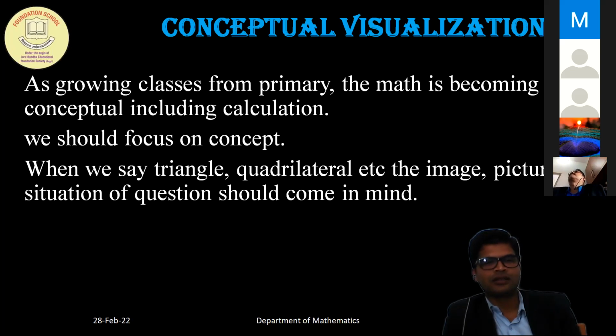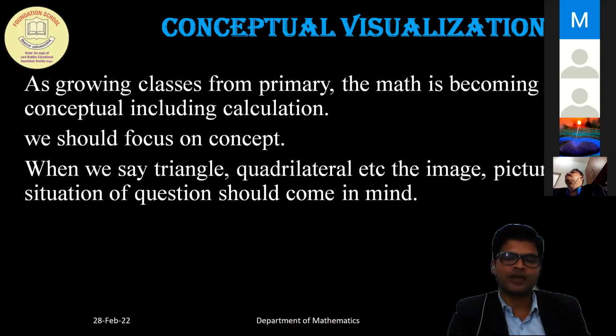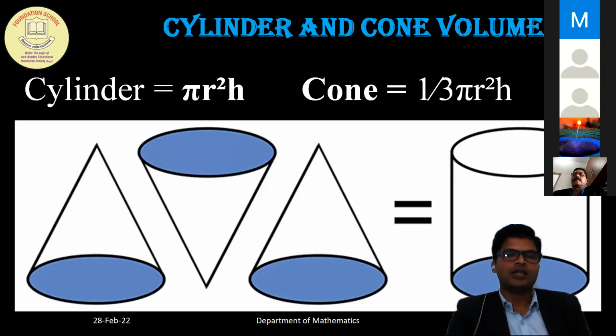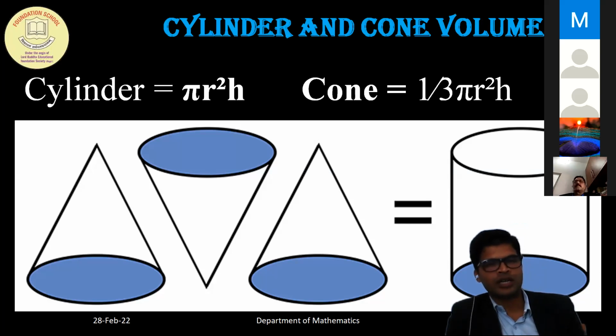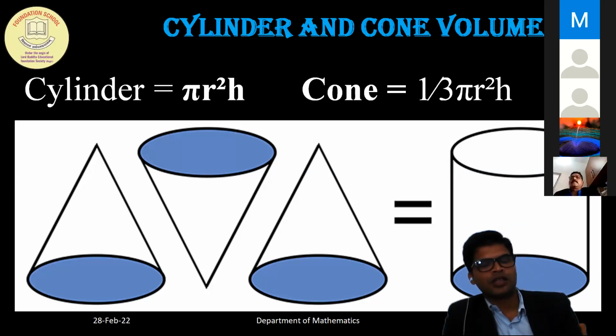A triangle has three sides. A cube is a three-dimensional object. So this concept visualization by the student is very necessary. As we know, the volume of the cylinder is pi r² h, and the volume of the cone is 1/3 pi r² h. If we take the same radius and height, the cone is 1/3 the volume of the cylinder.